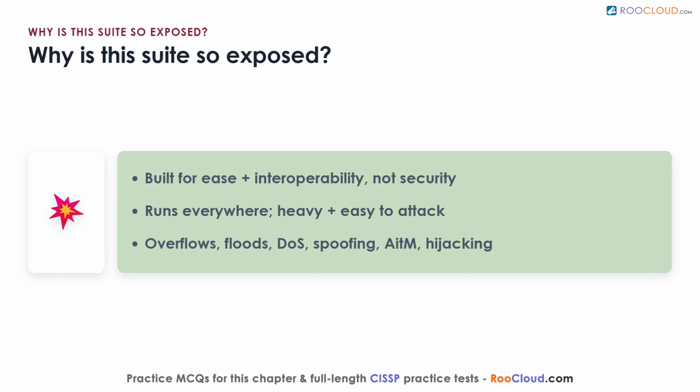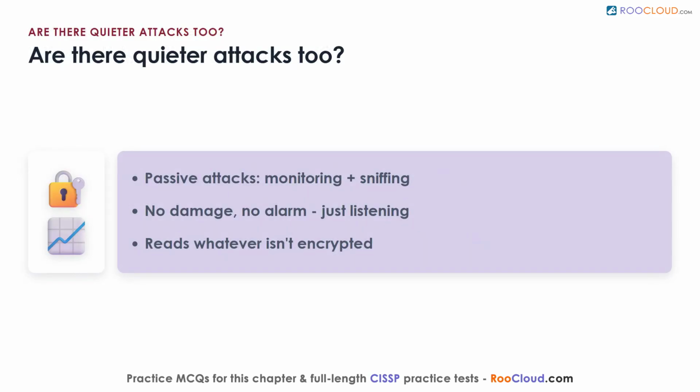Poorly built implementations open the door to a long list of classic threats: buffer overflows, connection flood attacks, various denial of service attacks, fragment and oversized packet tricks, spoofing, adversary in the middle interception, and session hijacking. It is like a house designed for easy access, where every convenient entrance is also a way in for an intruder. Are there quieter attacks too?